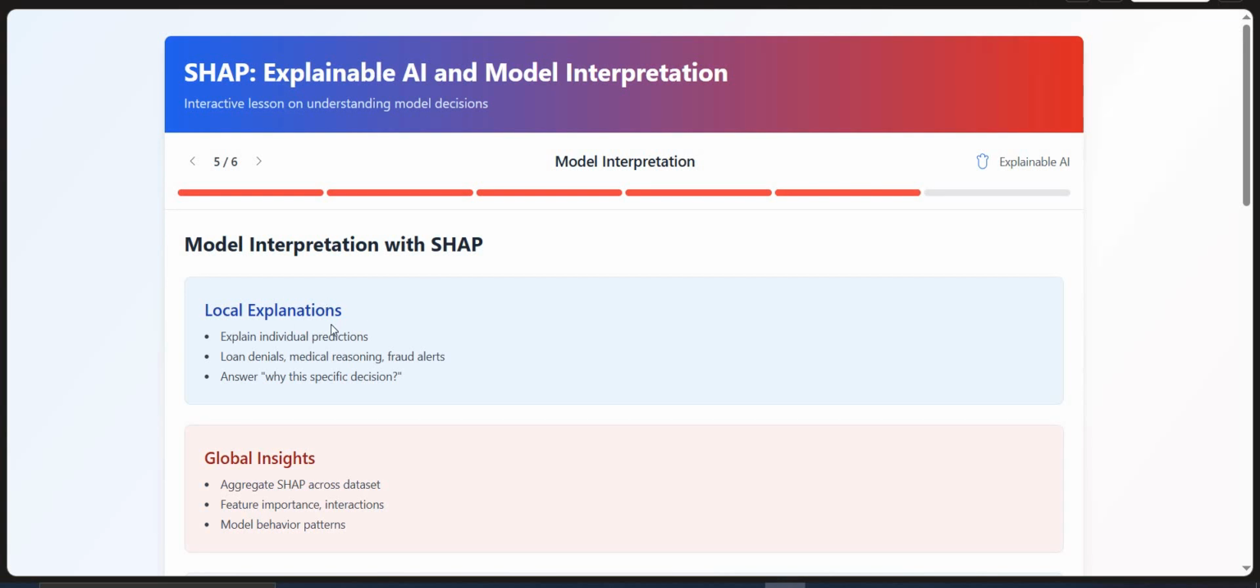When it comes to interpretation, SHAP can work locally or globally. Local explanations help us understand individual predictions. For example, why was a loan denied? Why did the model flag fraud? Why was a medical case treated a certain way? Global insights look at the bigger picture. We aggregate SHAP values across the dataset to find overall feature importance, interactions, and model behavior patterns.